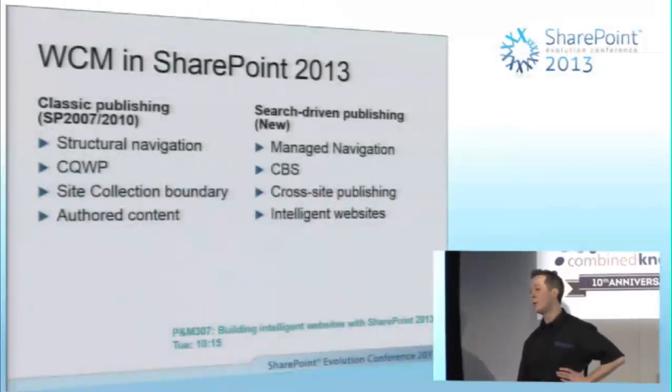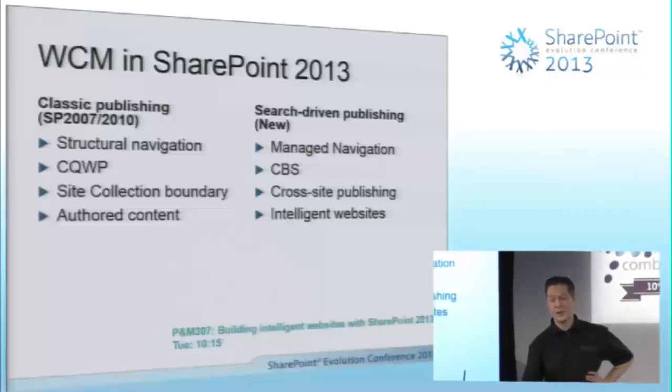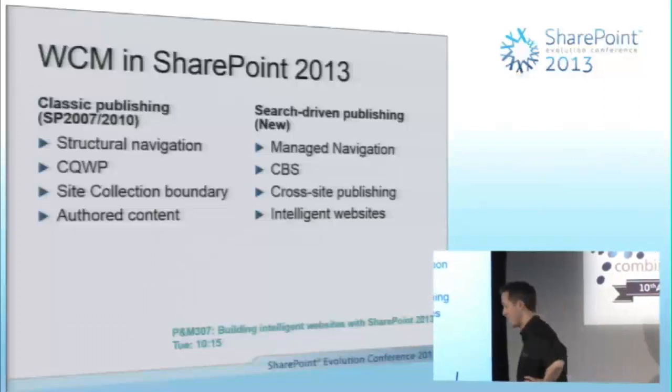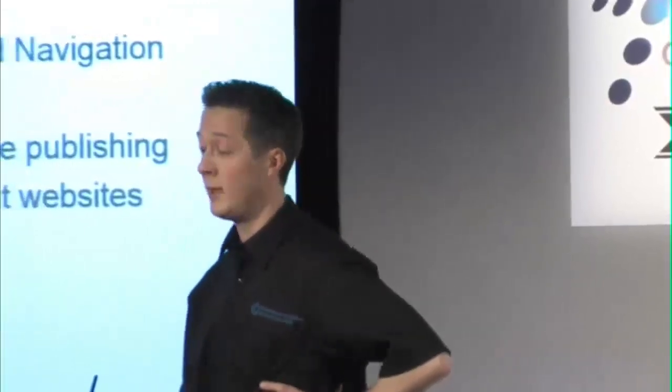So SharePoint 2013 offers us two ways of publishing content on public-facing websites. First of all, we have the classic publishing model that we already know from SharePoint 2007 and 2010. Then we have the brand new thing called search-driven publishing. In the classic publishing model, the physical location of the publishing page determined its location in the URLs and navigation. For building content aggregation, we used the content query web part, and the site collection was the boundary that we had to deal with.